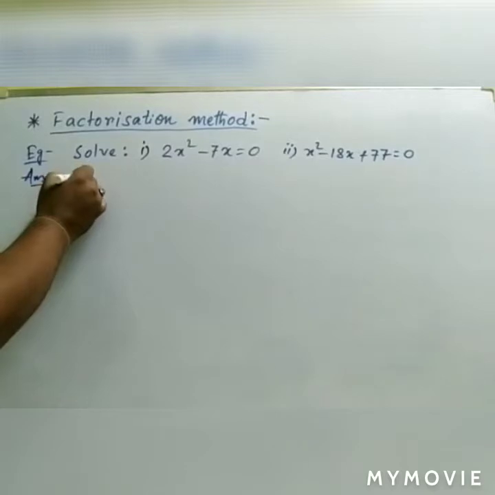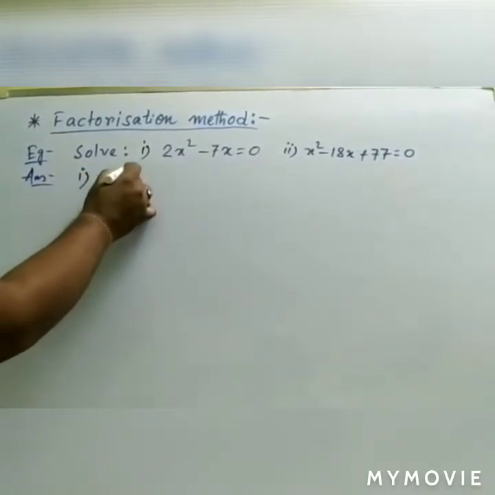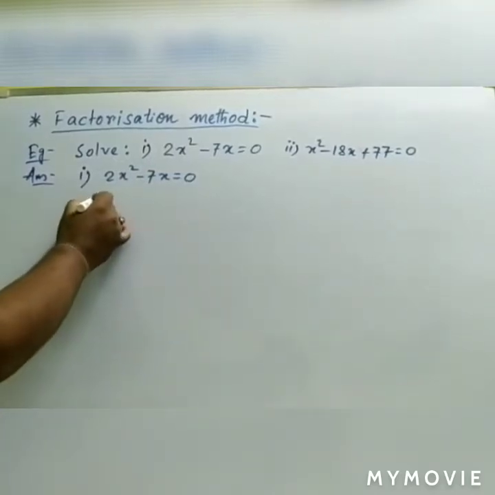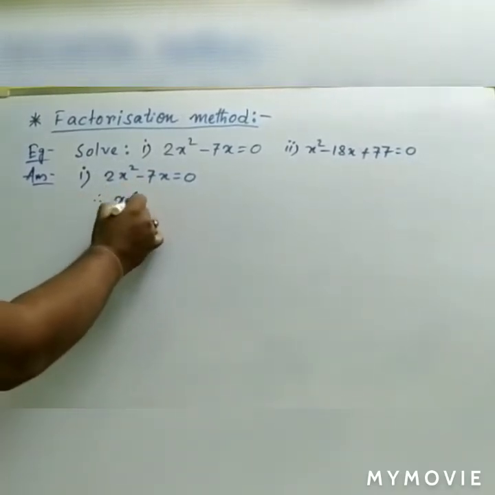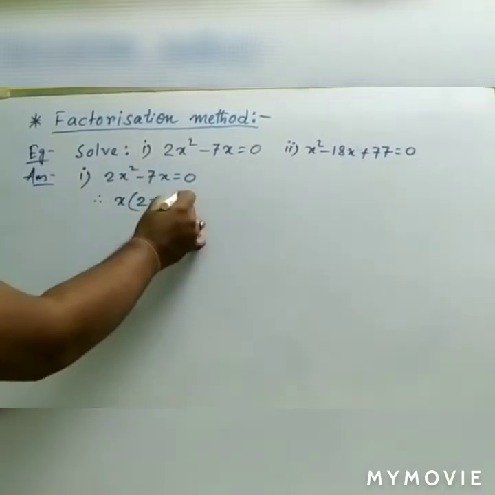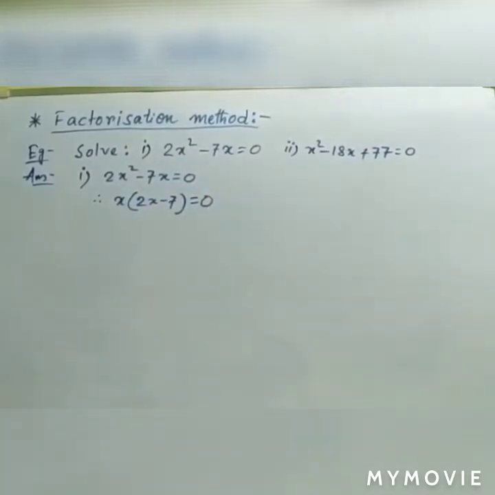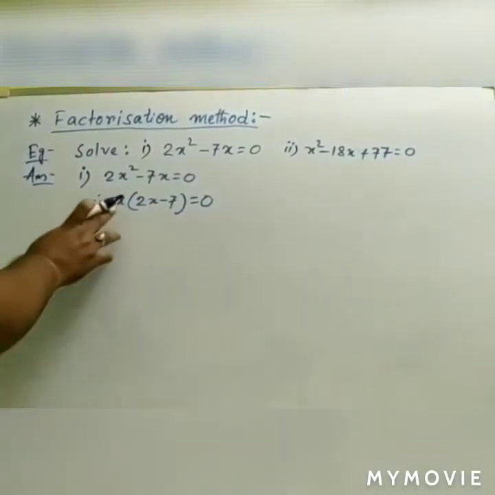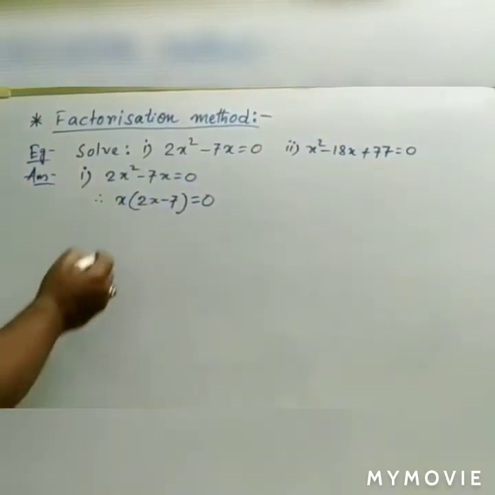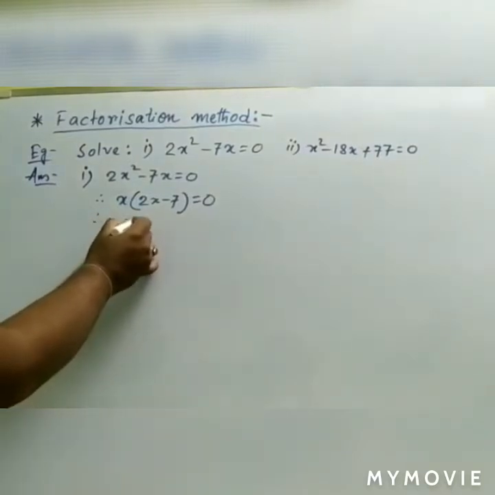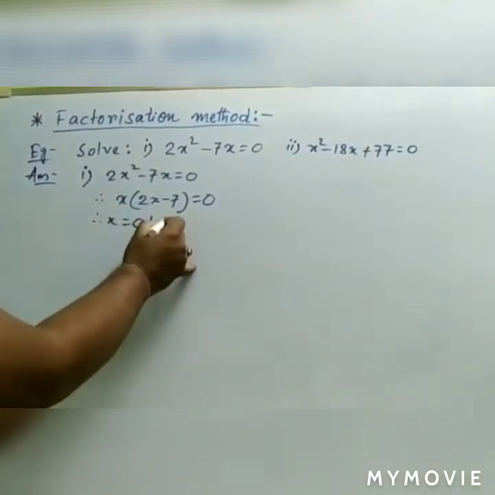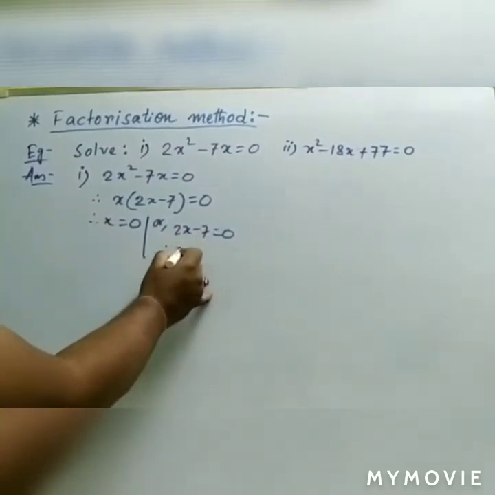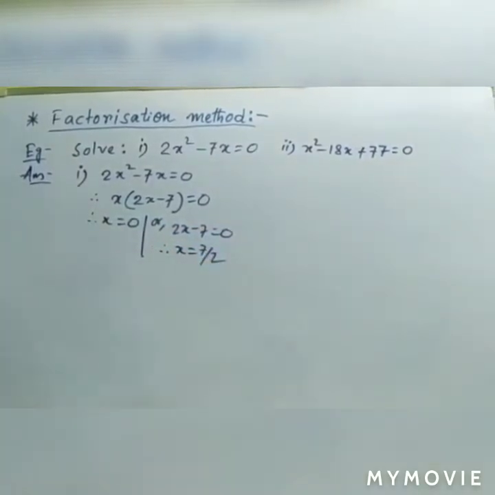First I will start with number 1, that is 2x square minus 7x equals 0. Therefore you can see here that x is common. So the remaining part is 2x minus 7, and that equals 0. Now the product of both terms is 0, that means either x equals 0 or this bracket part is 0. So therefore x equals 0 or 2x minus 7 equals 0. Therefore x equals 7 by 2.